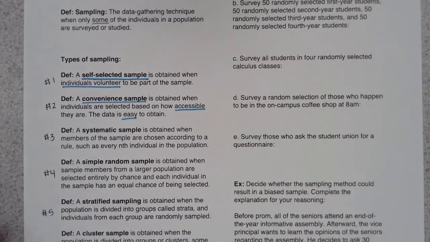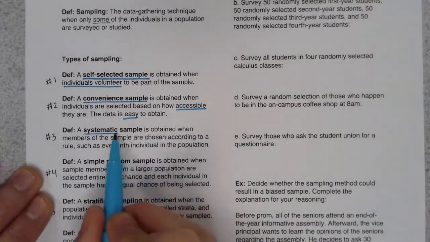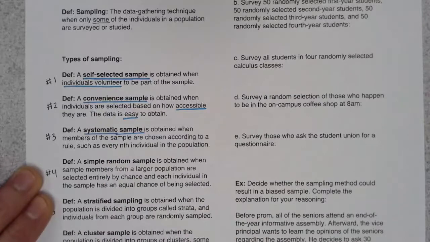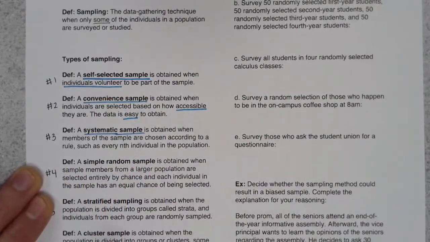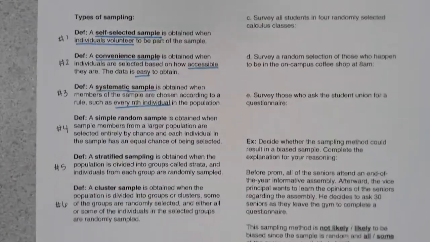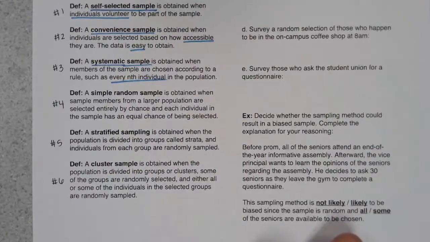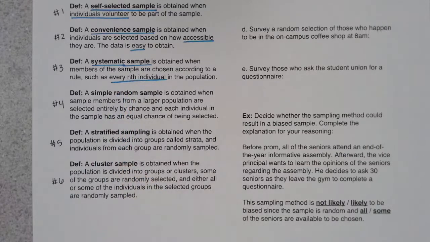In the third sampling method, a systematic sample is obtained when members of the sample are chosen according to a rule, such as every nth individual in the population. An example for that might be if you were going to ask every 4th person that walked by you, or every 15th person that walked by you. That's what it means by nth right there. So it's asking people in some kind of a pattern based on a number rule.